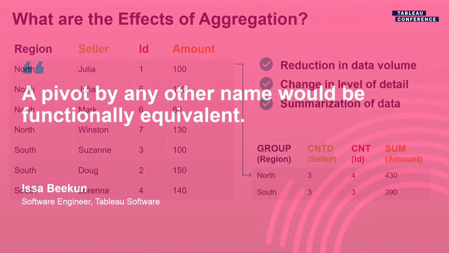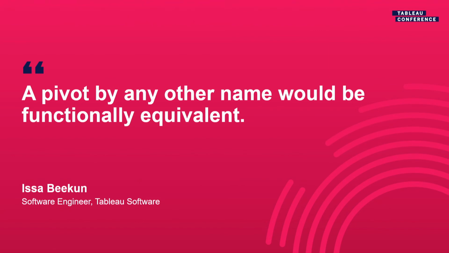And then pivots. A pivot by any other name would be functionally equivalent. That's by me. In Prep Builder, in Tableau, we call pivots pivots, but other software calls the same operation unpivot, meld, merge. There's a variety of names in the industry. More recently, we've clarified our wording to just say one operation is moving your data from columns to rows or rows to columns. And I'll show you an animated representation of what that operation looks like.